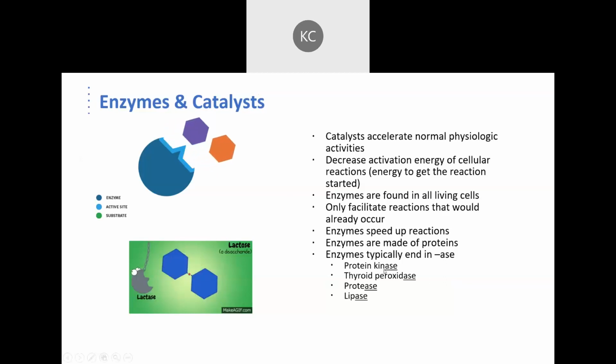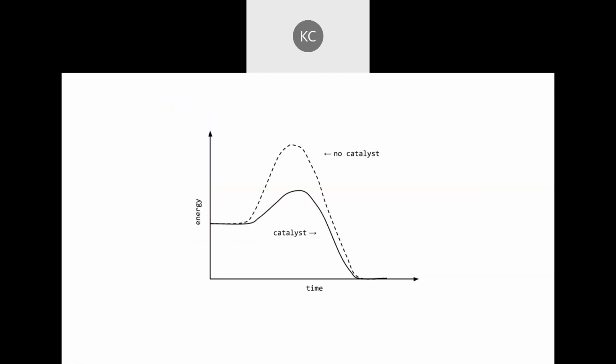A kinase is something that phosphorylates. It adds a phosphate group to something. Thyroid peroxidase, you talked about this in AMP2. This is something that helps make our thyroid hormone. Proteases break down proteins. Lipases break down lipids, okay? Our enzymes are going to have something called an active site, and they're going to bind something called a substrate, right? And so we'll look at that here in just a little bit, right?